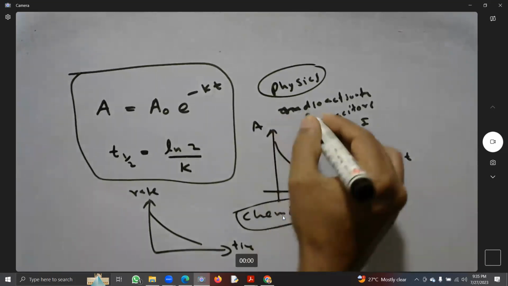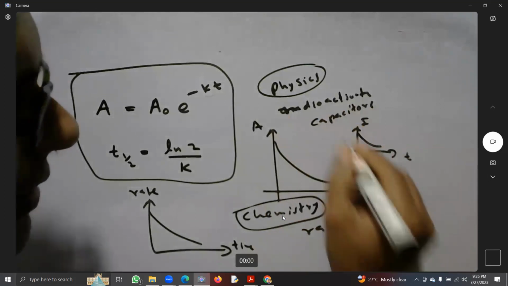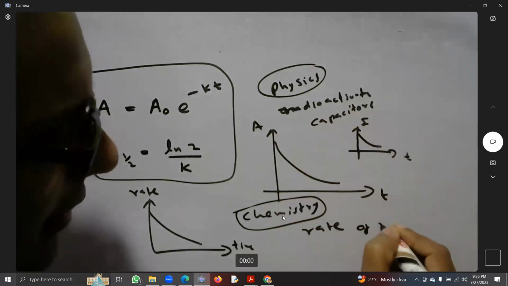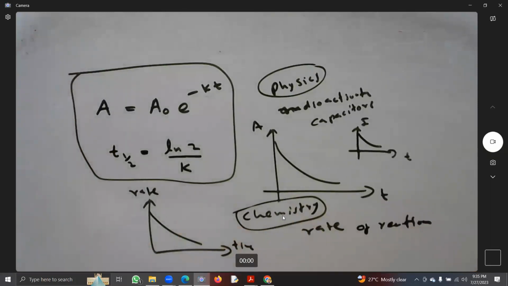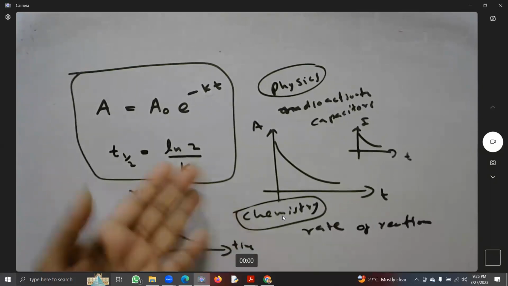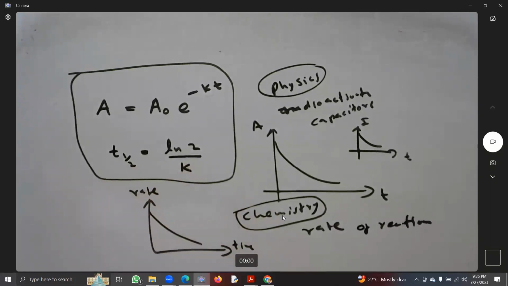The chapter here is capacitors and radioactivity. Here, rate of reaction. In the rate of reaction chapter only we use it. So the graph is the same. All graphs are the same. It's exponential decay, right? The half-life graph. After I finish covering the thumbs up, I'll start with physics radioactivity. It's easier.